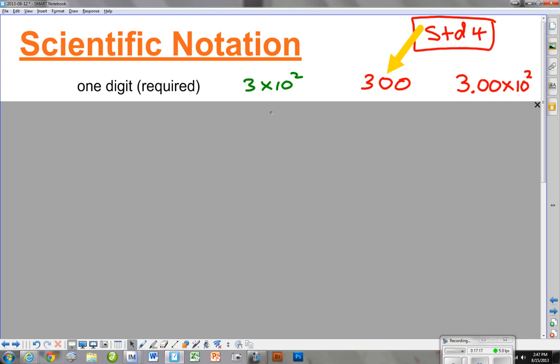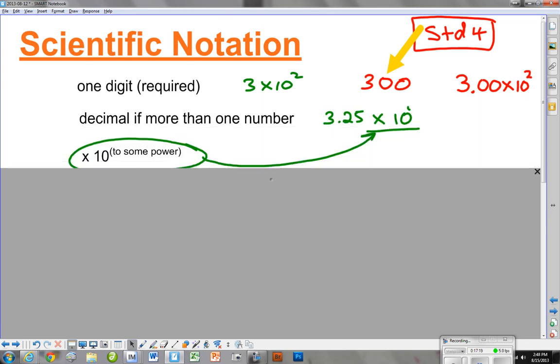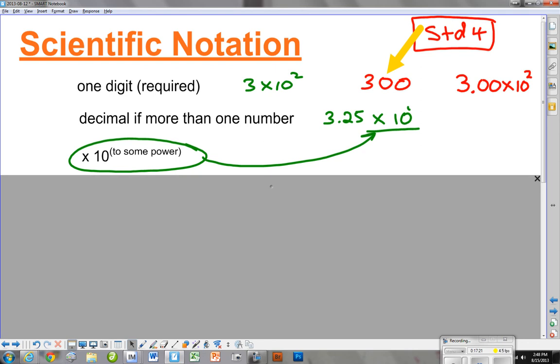Okay? Now, the other requirement for scientific notation is that there is a decimal if there is more than one digit. So here's another example of a decimal, and let's go ahead and put this guy back. I think this was a 6. It doesn't really matter. It's just a power of 10. Okay?